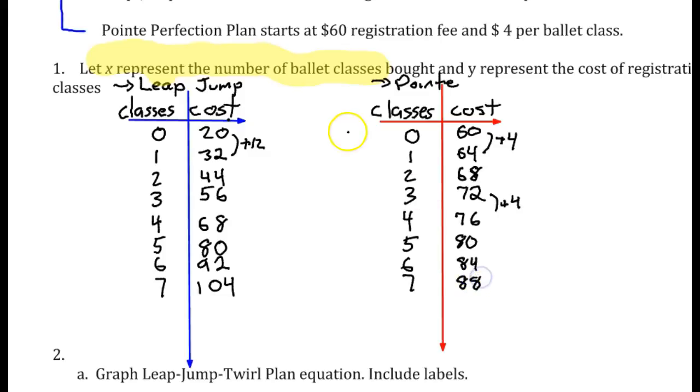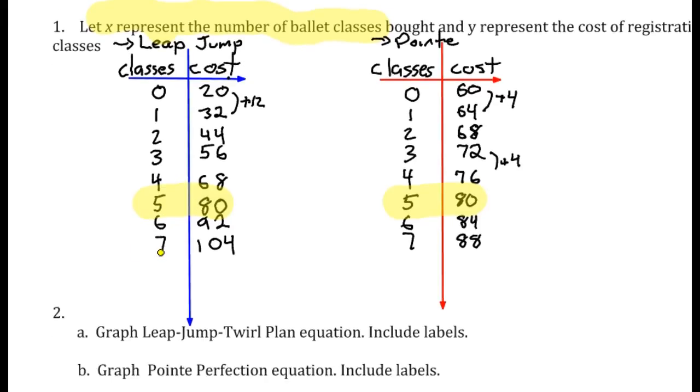So have we found where they're the same? Yeah. 5 classes, both cost $80. So we know when we graph it at 5, 80, that's where they should intersect. One's going to be cheaper at one point, and then once you get to 5, the one that was cheaper is now going to be more expensive. That's that break-even point. All right, so step 1 is figuring out the tables, but also figuring out how far you need to go on the tables to get all your information.